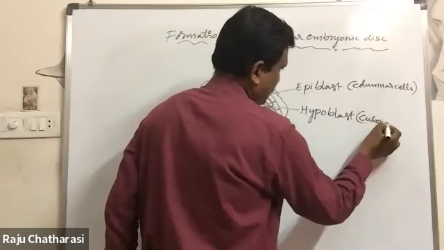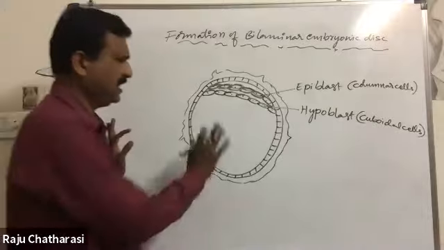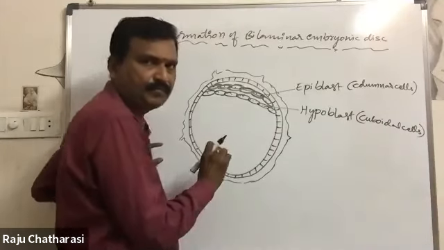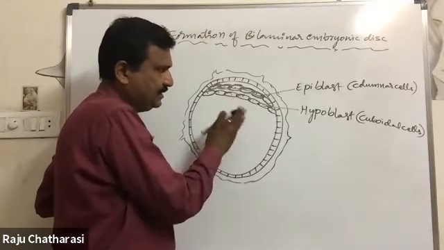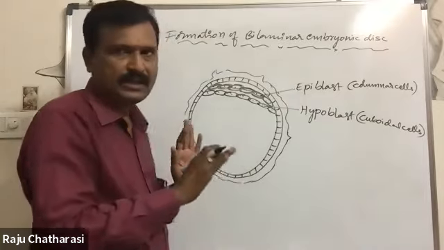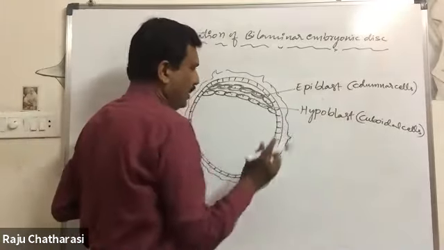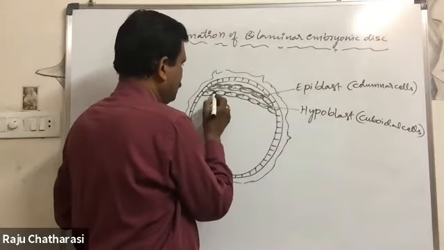Hypoblast cells are cuboidal. Epiblast is made of columnar cells. Basically all are cuboidal cells, but when they are arranged in two layers, gradually they change. These cuboidal cells will be modified into columnar and cuboidal. Cuboidal remains as it is, there is no change.